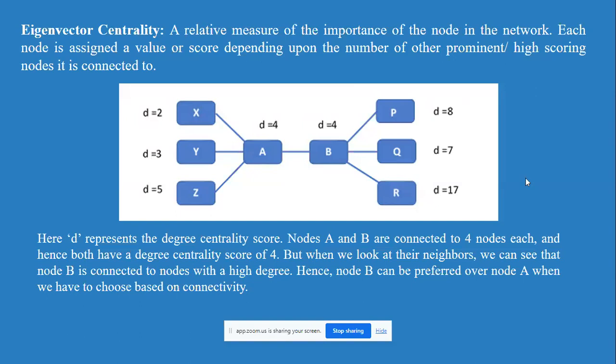But talking about which node is playing an important role in our network out of A and B, we will prefer B. Why? Because when we look at their neighbors, we can see that node B is connected to nodes which have very high degree. That means P, Q, R are connected to other nodes also, which are 8, 7 and 17, as compared to X, Y, Z, which are 2, 3 and 4. So node B will be preferred because node B will play a very central role to communicate or to diffuse information to other nodes in a network, right?